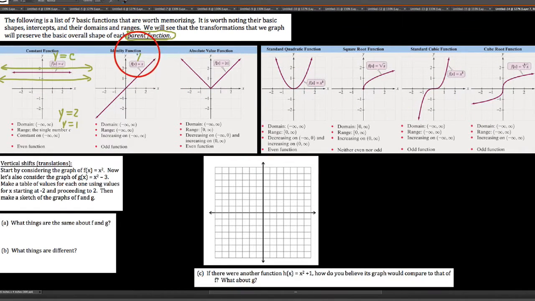Any function in the family y equals x, we're going to get some linear thing. Any function in the family y equals the absolute value of x, we are going to get something that's somewhat linear but looks like a v. Anything in the quadratic family, y equals x squared, will look like this u, a parabola. Y equals the square root of x, it's as a matter of fact like a sideways parabola that only opens upward. The standard cubic function, the parent function there, which is y equals x cubed, its basic graph looks like this. And then the cube root function, y equals the cube root of x.